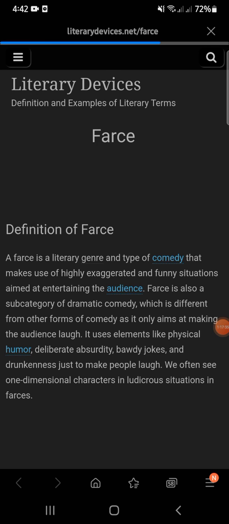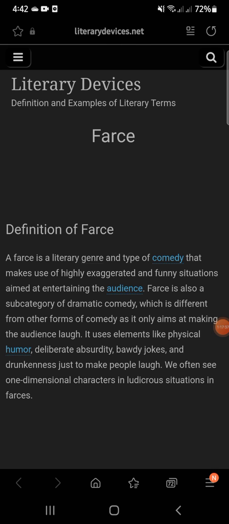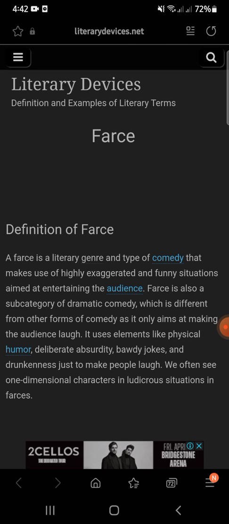So, let us see what is farce. So, farce is, para makabalot sa meaning, no? Farce is a literary genre and type of comedy. So, comedy dahil siya. That makes use of highly exaggerated and funny situations aimed at entertaining the audience. So, katawanan dahil siya.